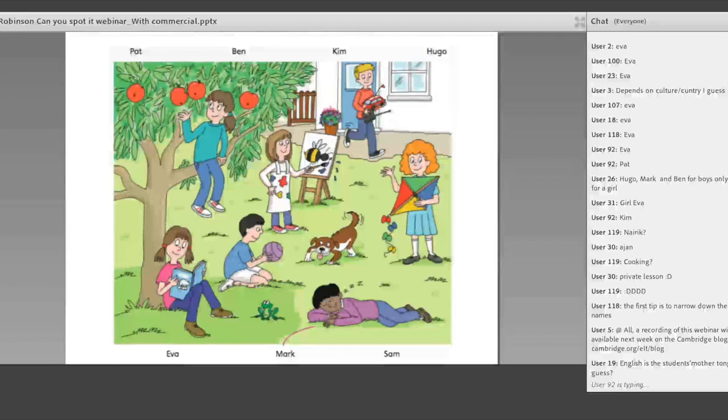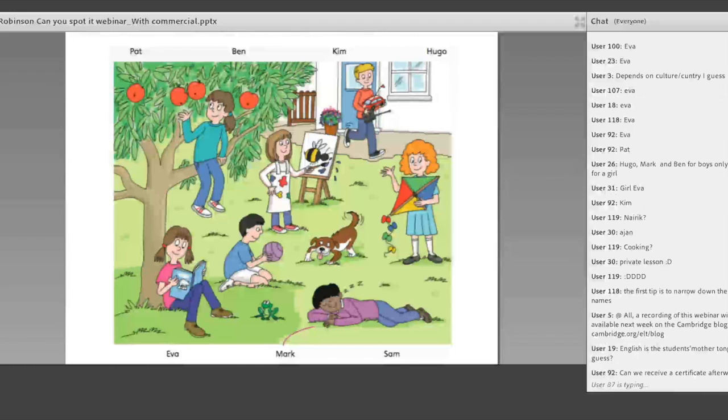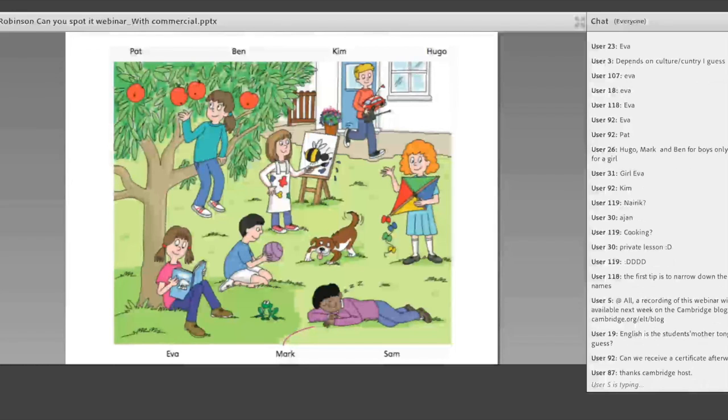Just to mention as well, there will be one or two new additions to the word lists for Starters, Movers and Flyers as from next year. Hugo and Eva are new names added to the word lists for next year. Just an incidental piece of information.